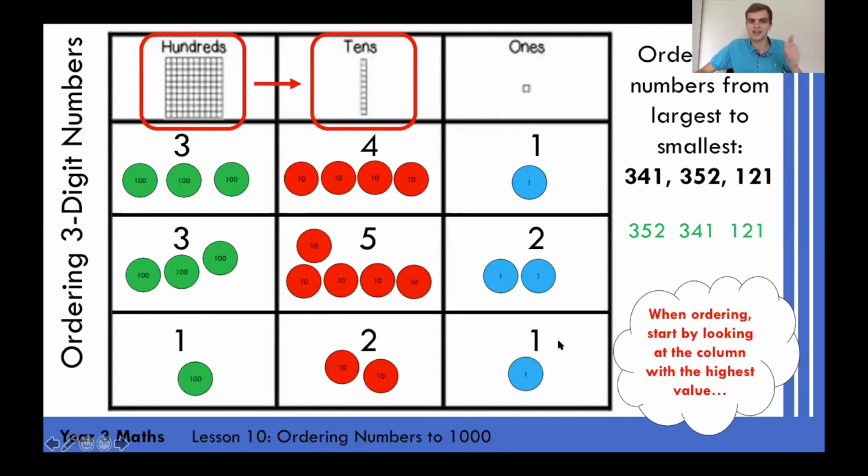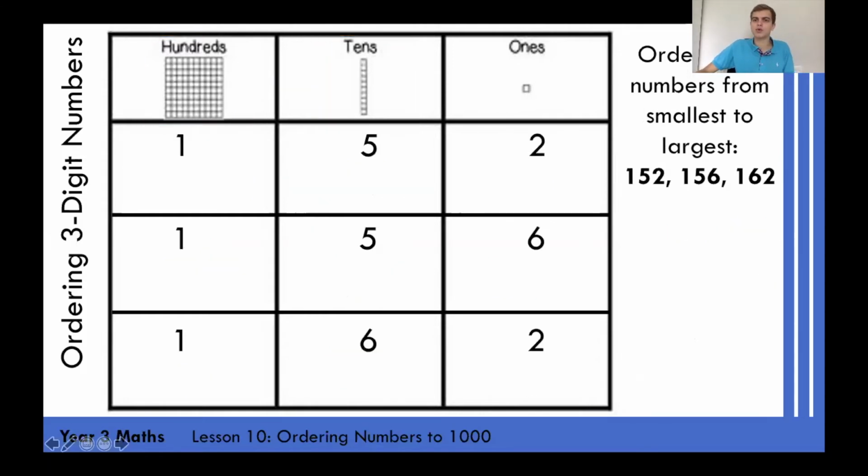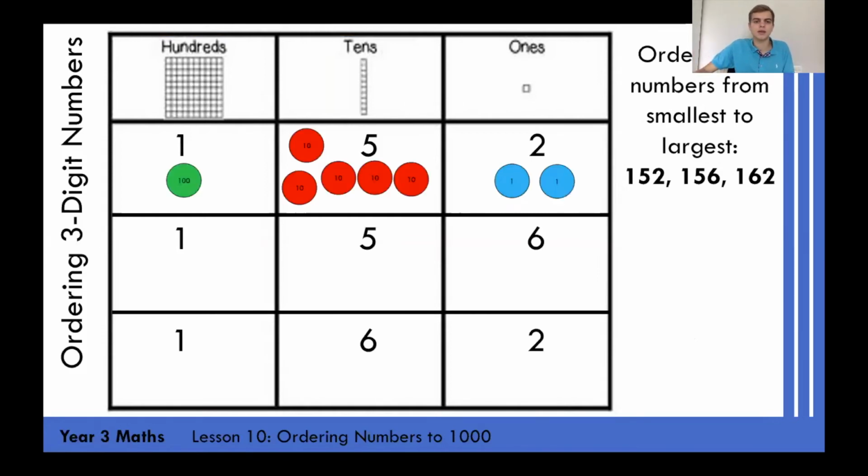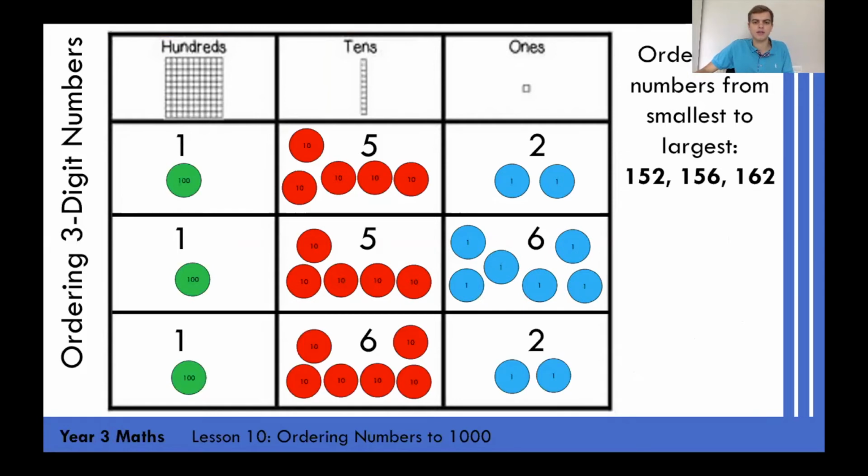Fantastic. Well done. Okay. Now, order these numbers from smallest to largest. So again, we're going ascending order here. Smallest, next one, and to the largest one. And make them all out of 100, my place value counters. 152, 100, 5 tens, 2 1s. 156, 100, 5 tens, 6 1s. 162, 100, 6 tens, 2 1s.